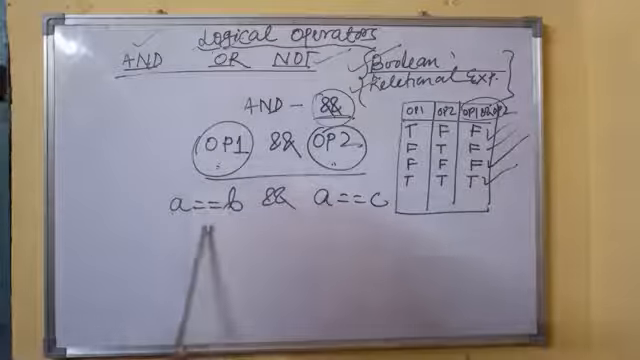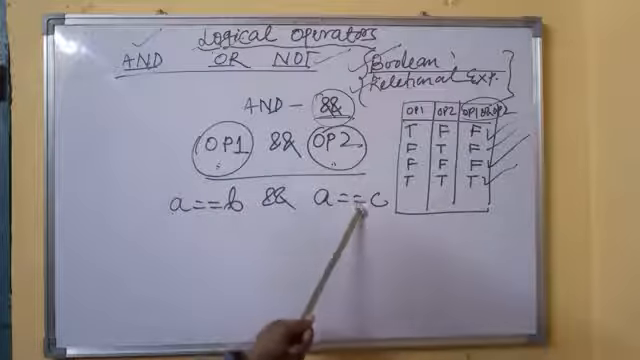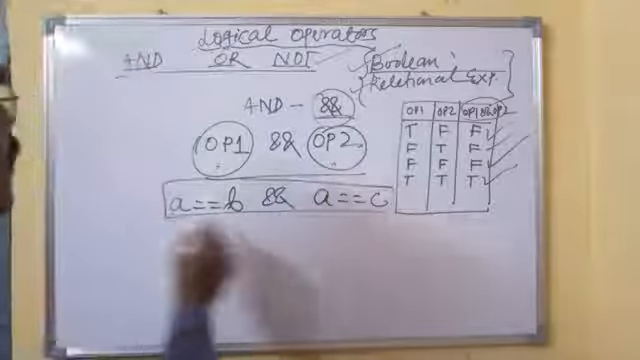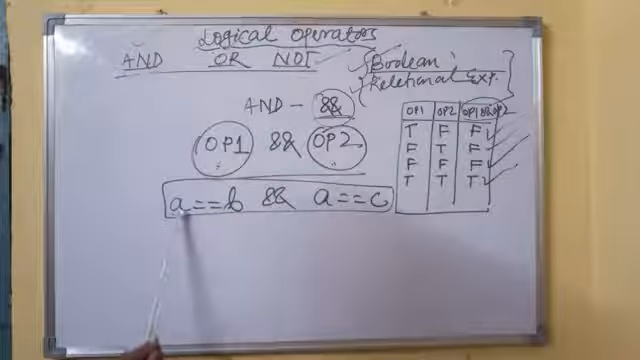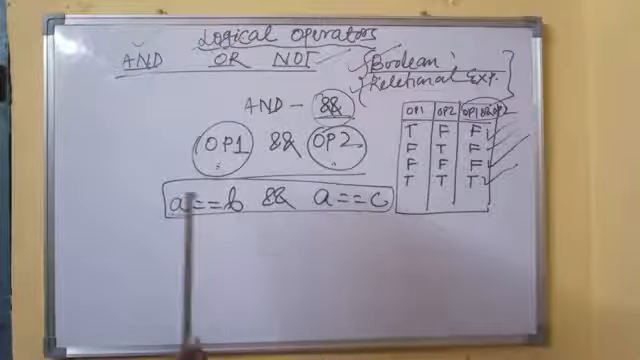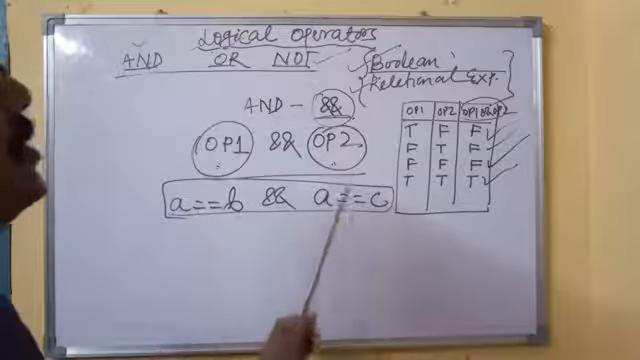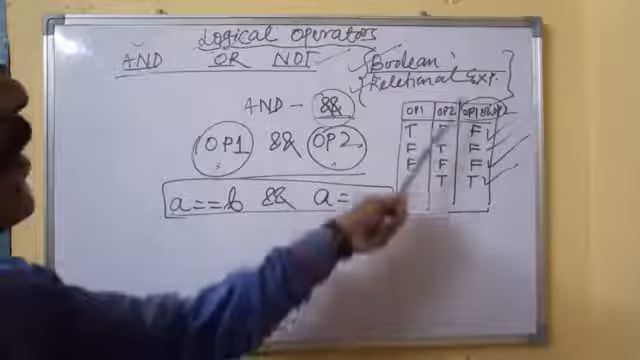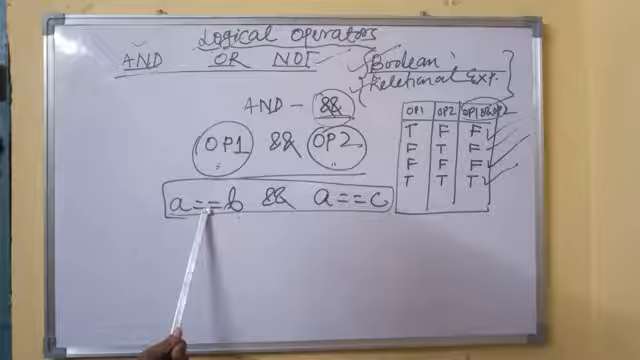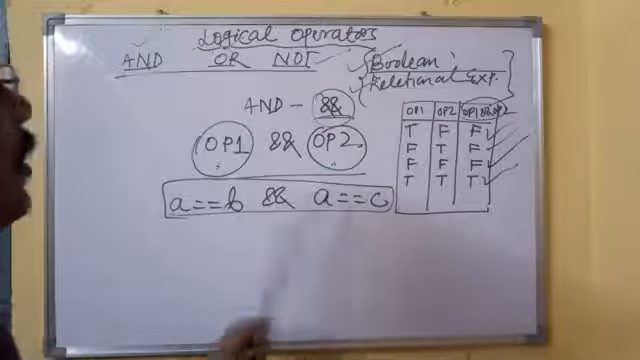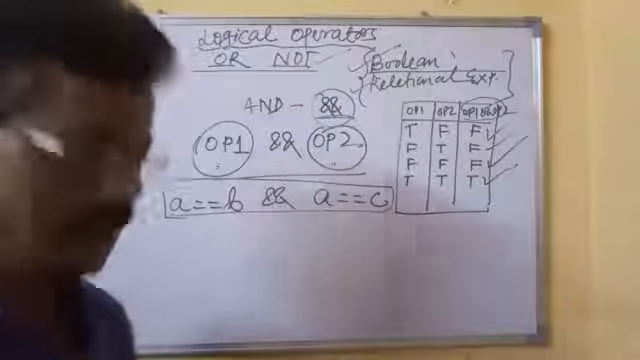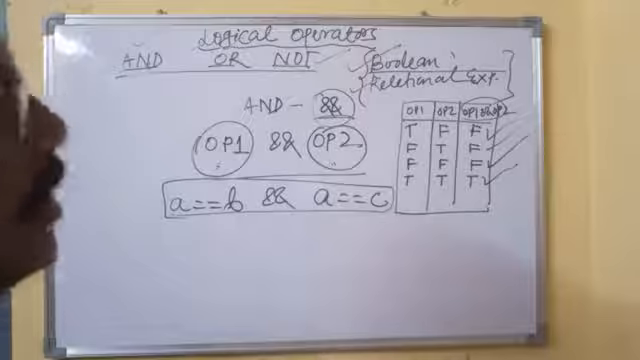Suppose this one is false. If this one is false and this one is true, then the whole expression's answer will be false. And if this one is false and this one is true, the whole answer is false. And if this one is true and this one is false, then our whole answer is false. So in the rest of all cases it is false. Only in one case it is true: if the first one is true and the second one is also true, then the answer is true. This is about the AND operator.